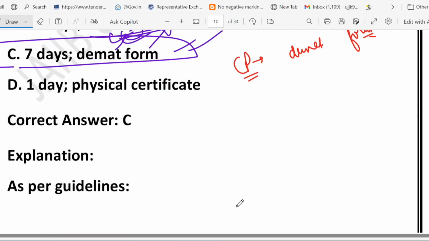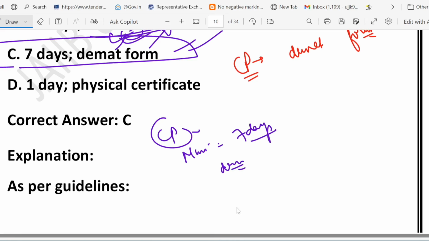So what we learned from this discussion is that commercial paper is a short-term money tool for a company. Minimum maturity, as I told you, is just 7 days, and it is issued in demat form only. Right. Banks can invest in CP only in demat form. So the final answer is option number C.